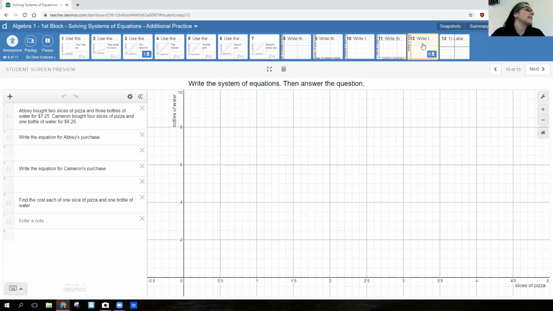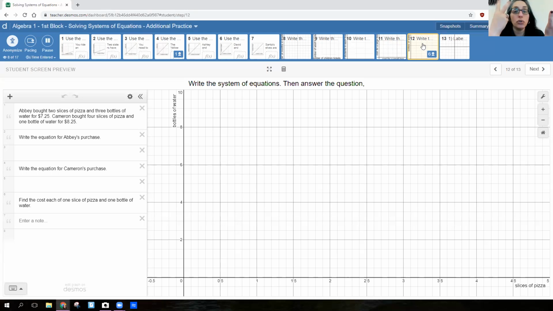Abby bought 2 slices of pizza and 3 bottles of water for $7.25. Cameron bought 4 slices of pizza and 1 bottle of water for $8.25. So pizza is X, water is Y.